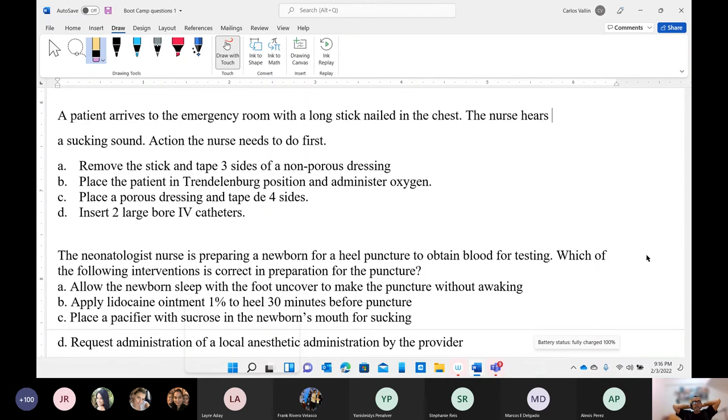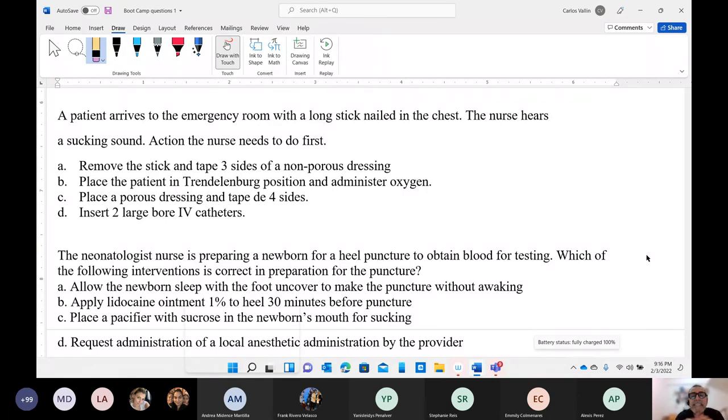What do you think is the best option there? Could it be B, as in cat? I think it's B as in boy. Yeah, me too. Yes, because they did that to my son. The lidocaine? No, the glucose.